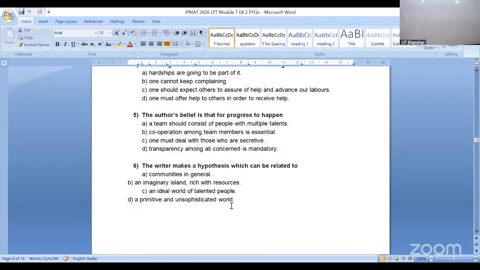Ma'am, I wanted to ask, should we start by reading the questions first and then the paragraph, so we have an idea which questions we need to answer, or should we directly start with the passage?